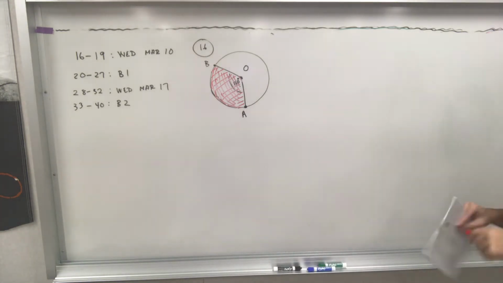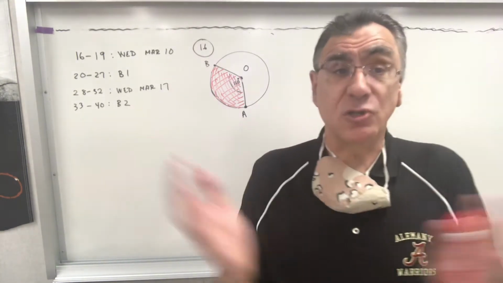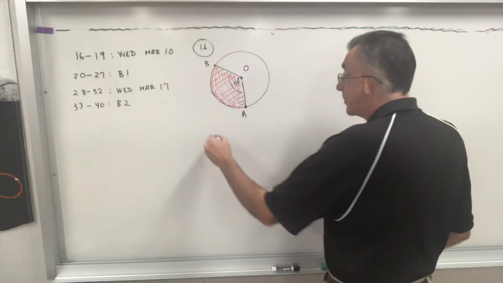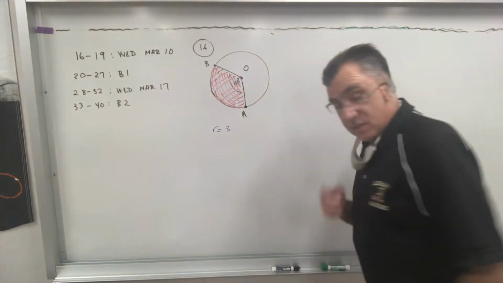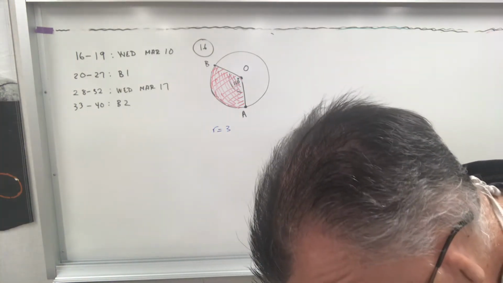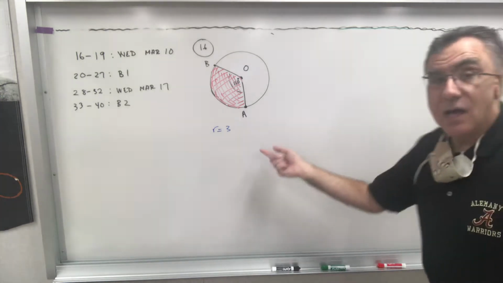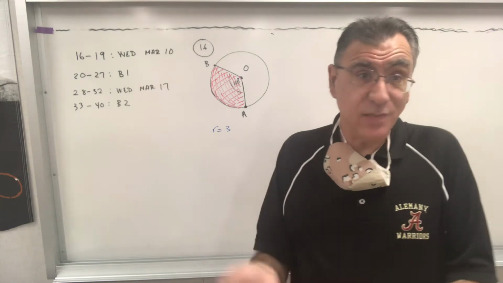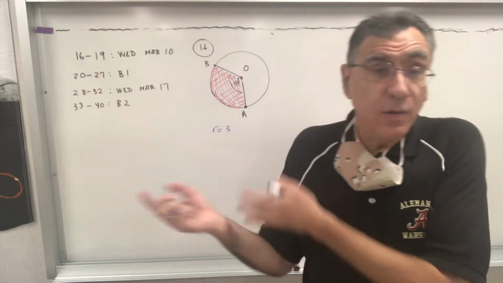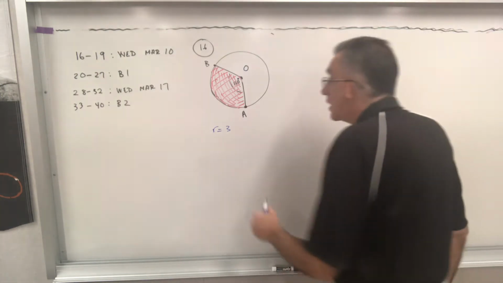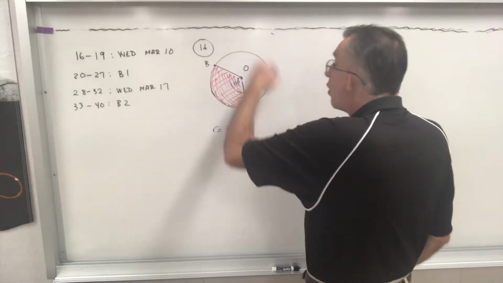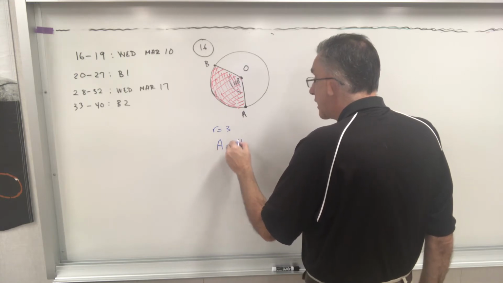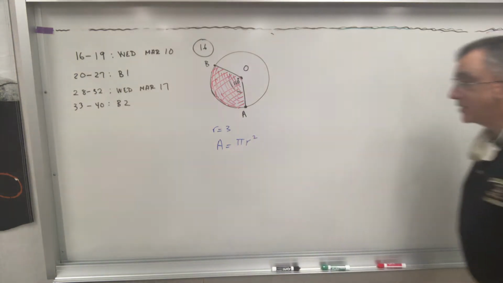Now, if it was the whole circle, we could do that, right? We know the radius is 3. I was just checking for units. They're not giving us any units. So it could be 3 miles, 3 centimeters, 3 millimeters, 3 inches. We don't know. It just says the radius is 3. So if it were the whole circle, we know the area of the whole circle is pi r squared.